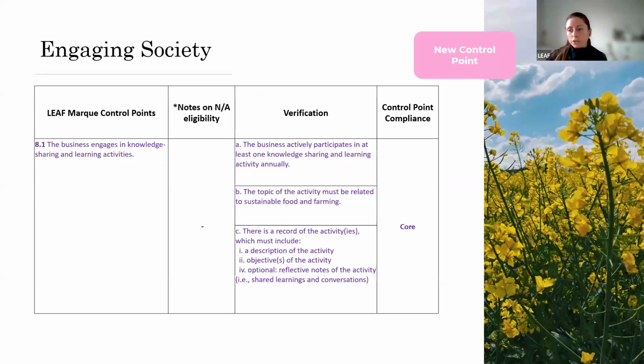With that, we'll move on to the engaging society section, and then we will wrap up with a question and answer session. So within the engaging society section, we have introduced one new control point, and this control point aims to encourage different forms of engagement related to learning and knowledge sharing, especially potentially peer-to-peer learning, so producer-to-producer knowledge sharing and learning, which really supports relationship building and also sharing experiences and knowledge.